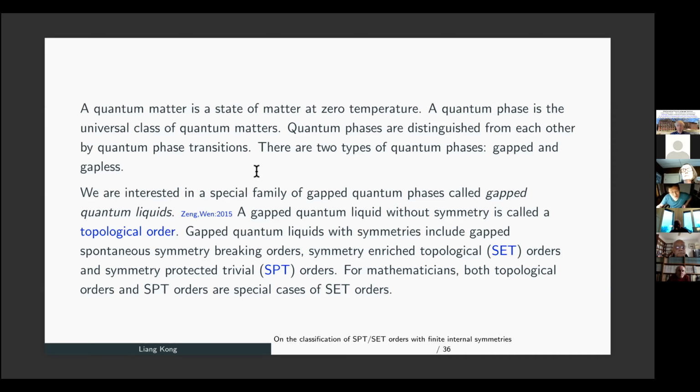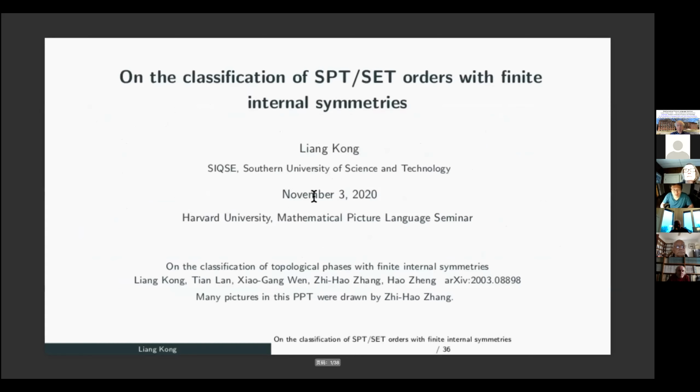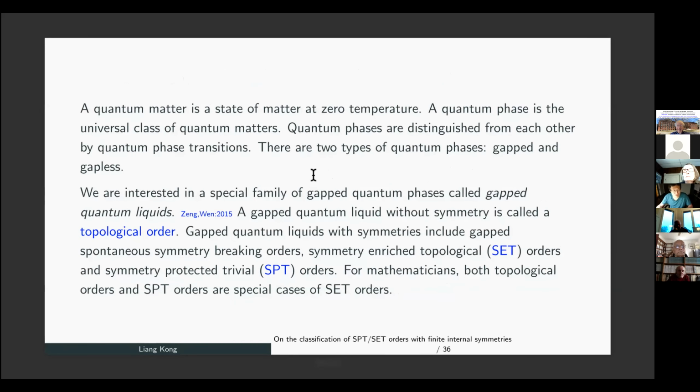All right, so we're interested in a special family of gapped quantum phases called gapped quantum liquids. This notion was introduced by Zheng and Wen in 2015. I'm not going to define it mathematically, because I think the definition at the level of mathematical rigor is not known. Anyway, this kind of liquid phase is called topological order.